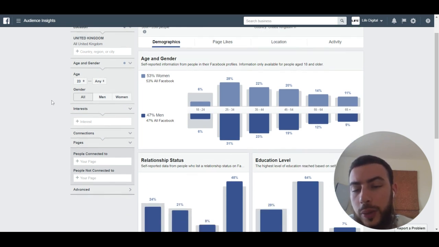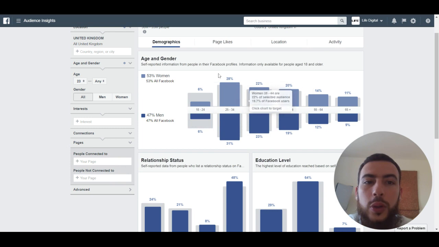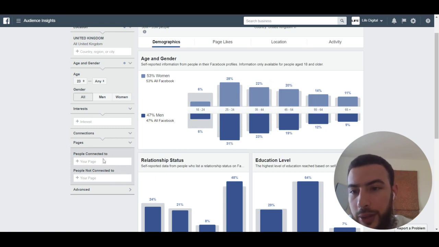Now, this is where we get to narrow down more. There are a few ways you can do it. You could put your page, yeah. So let's say you need to have a decent amount of people liking your page, let's say 10,000 or more. You could just drop that in there, and then it will tell you information about your audience, about the people who like your page. But I'm not going to use that now as an example.